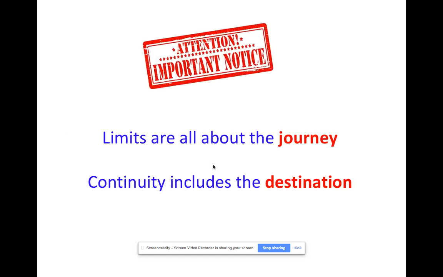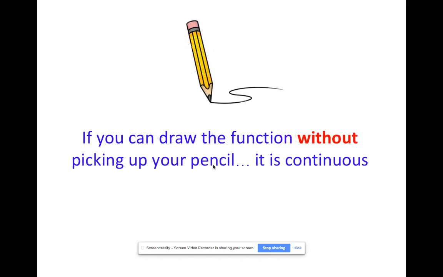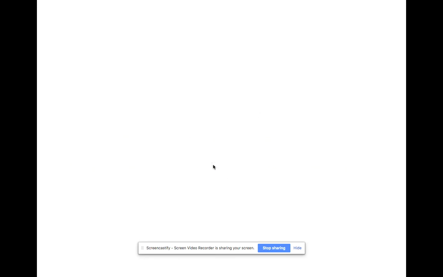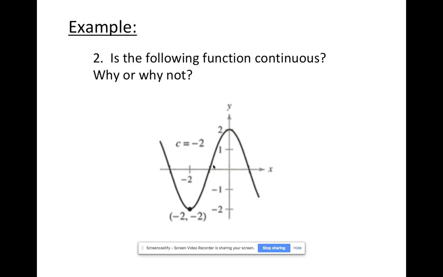Okay, so once again, limits are about getting somewhere. It's the journey, whereas continuity means that the point when we get there is also part of the picture as well. And if we can draw a function without picking up our pencil, it's considered continuous. We've already looked at this one, so let's just bypass it. Let's take a look at this one. Is it continuous? As we look all through the function and specifically at the spot that they've highlighted, at -2, it's definitely continuous at that spot because the limits are equal to f of -2.